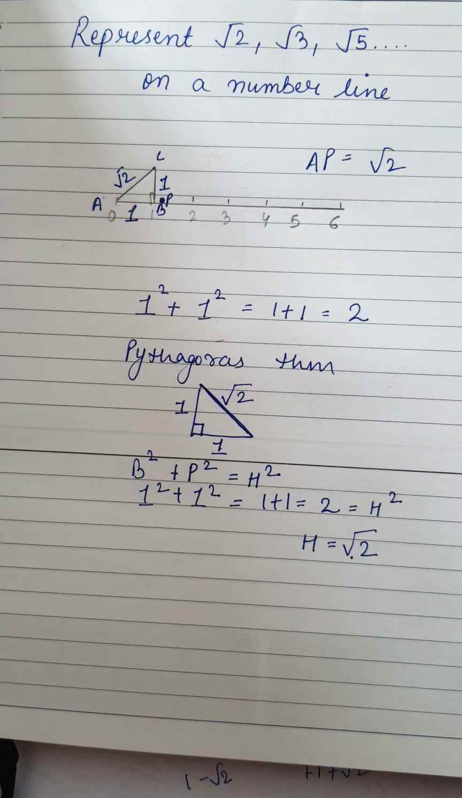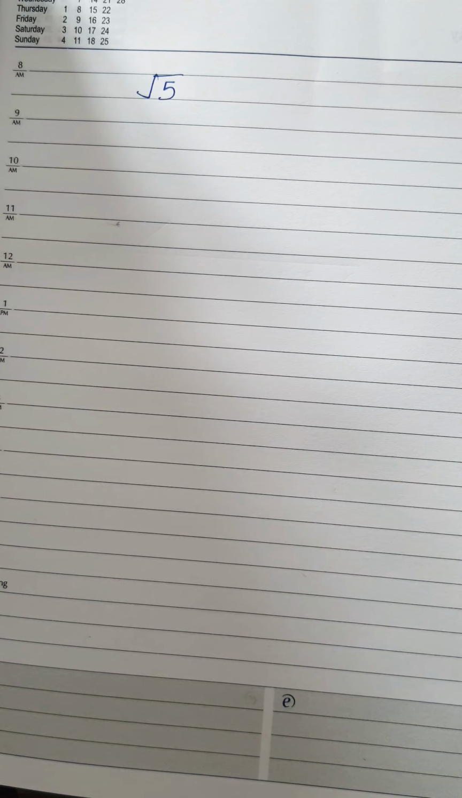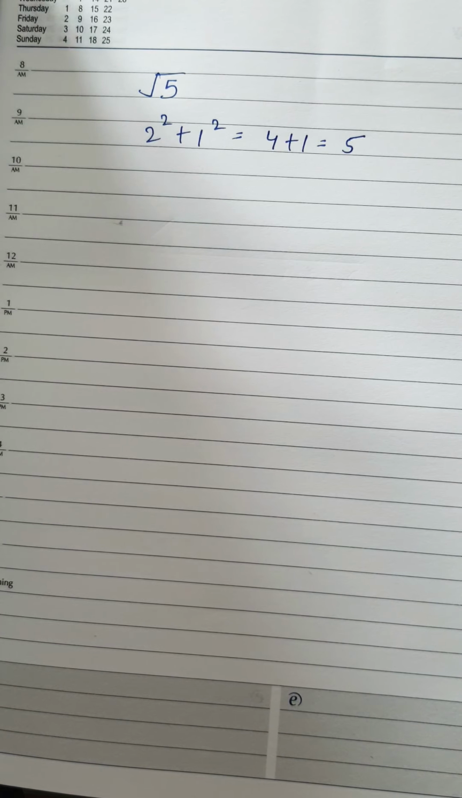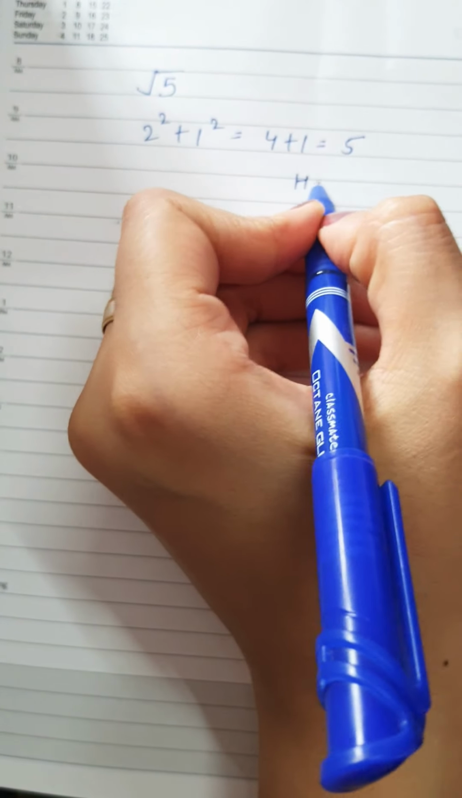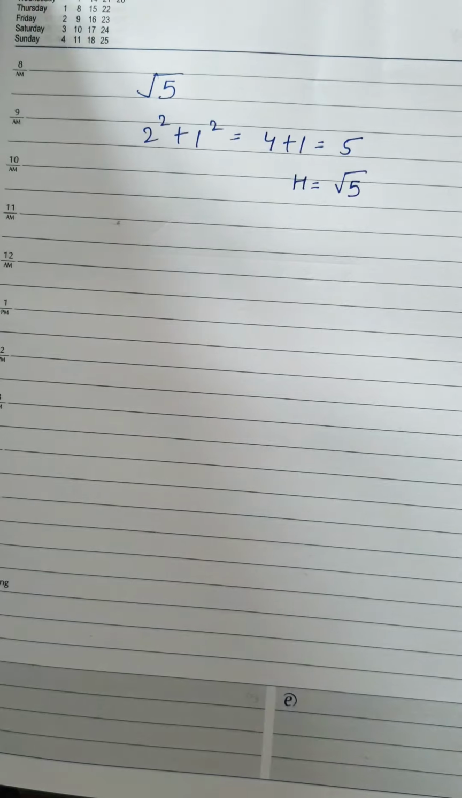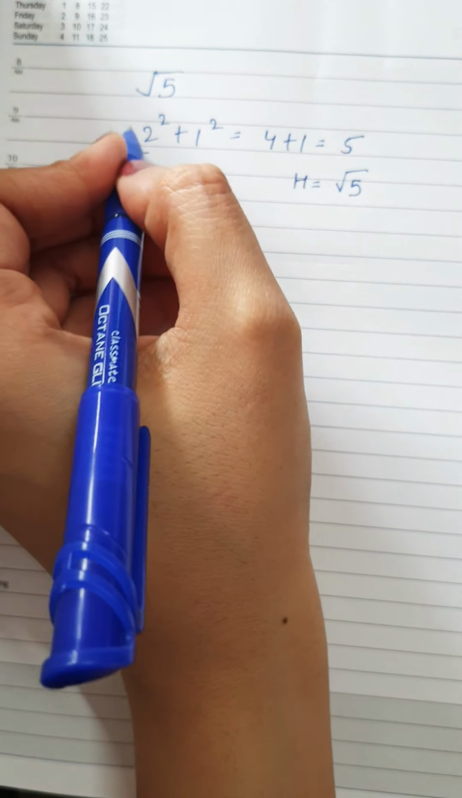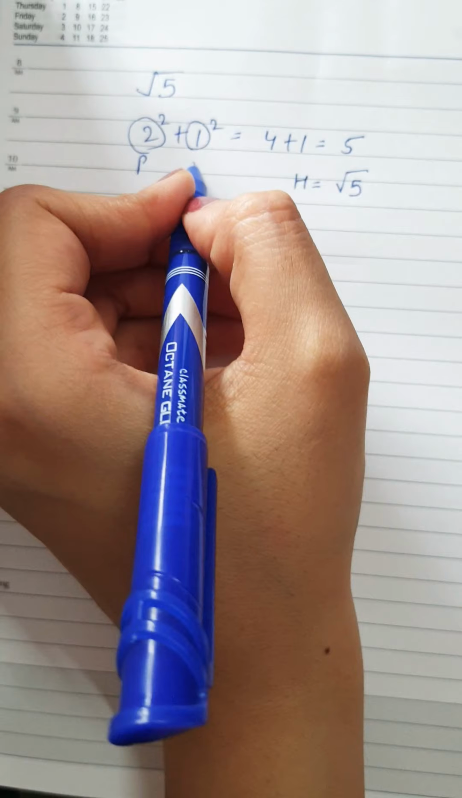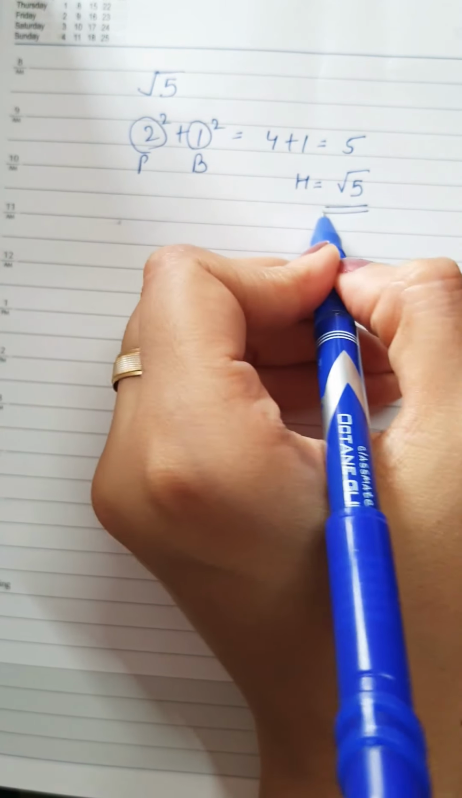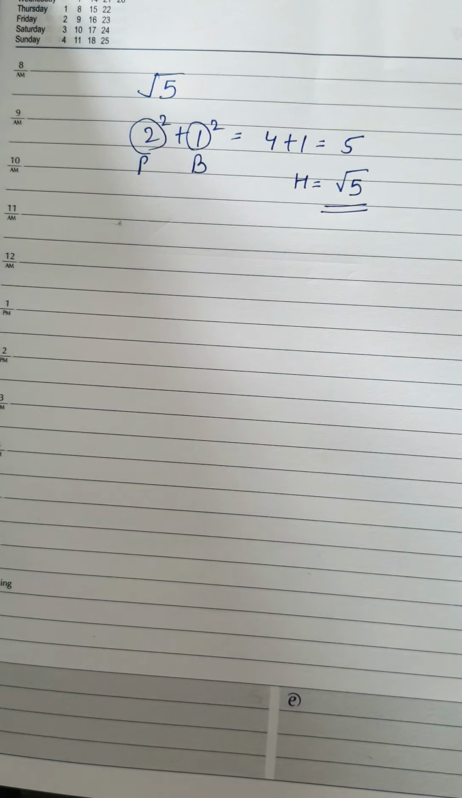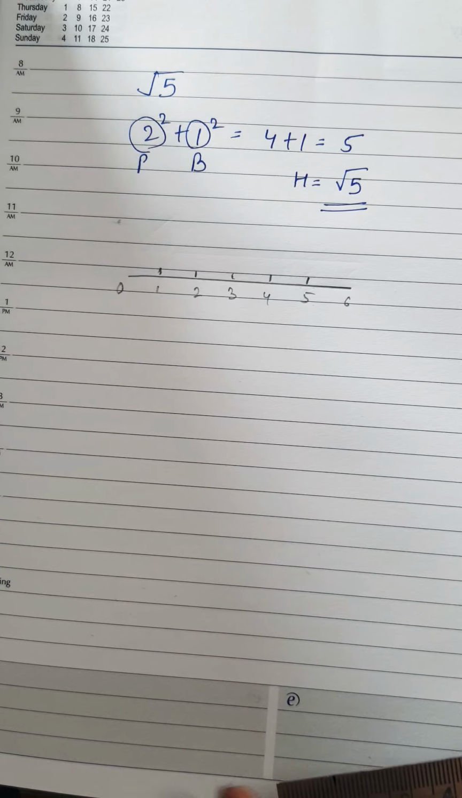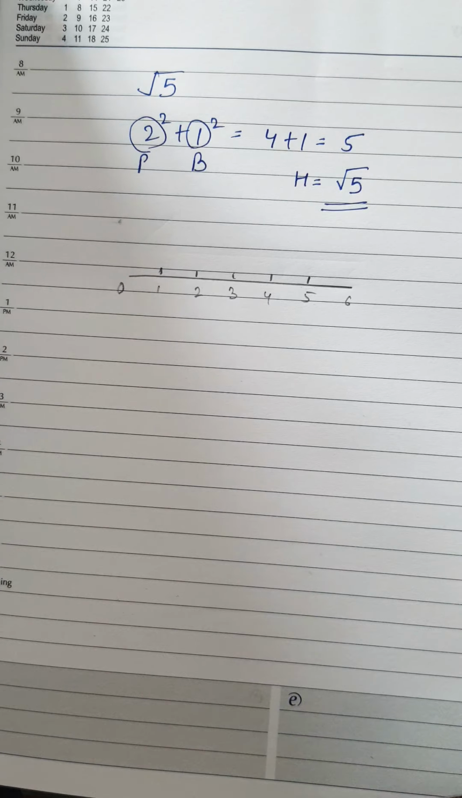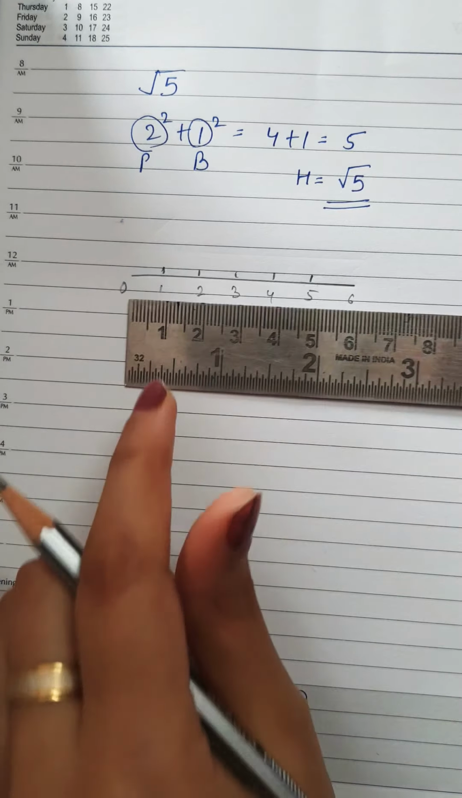Let's try the same for under root 3. Now let's do for under root 5. For under root 5, the calculations will be 2 square plus 1 square, 4 plus 1, 5. And so the hypotenuse is going to be under root 5. So that means this is going to be the perpendicular, this is going to be the base. So the resulting hypotenuse will be under root 5. Again I have drawn the pointers with equal distance. So the perpendicular should be 2 and the base should be 1.